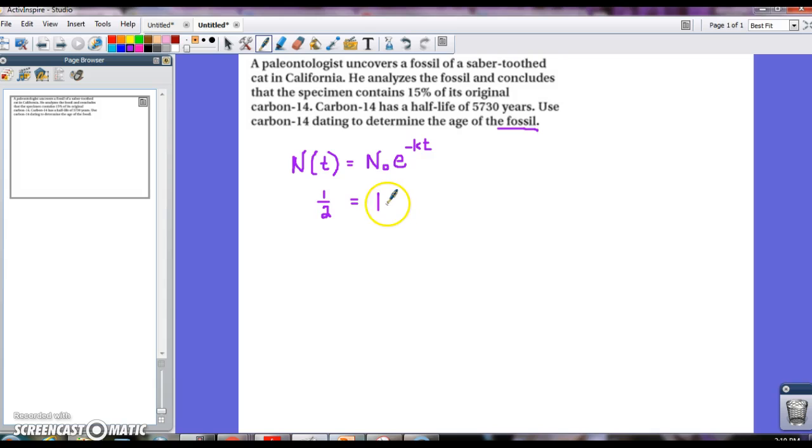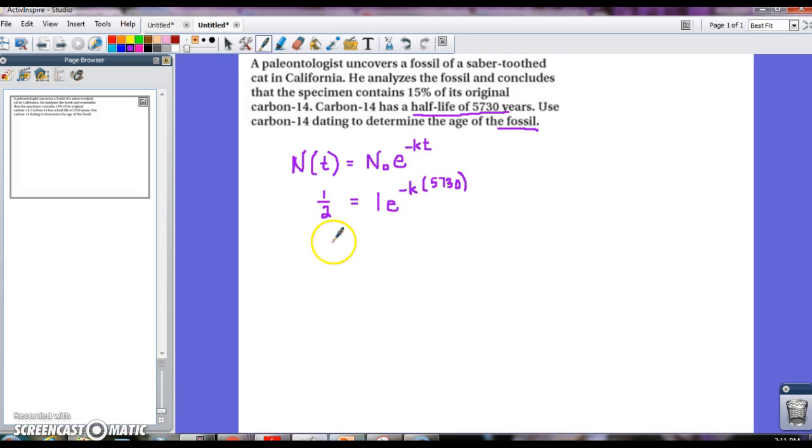So I have e, and I have this negative k because that's what I'm trying to find, and they told me that the half-life is 5,730 years. So I'm starting out with a whole. I know it takes 5,730 years to get half of the carbon-14 I started with, but I don't know what the rate is that gets me to the half. That's what I'm trying to figure out: the decay rate, or decay constant.